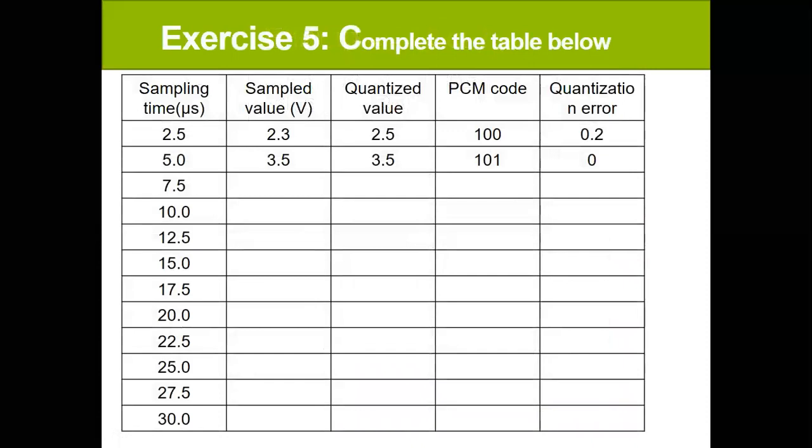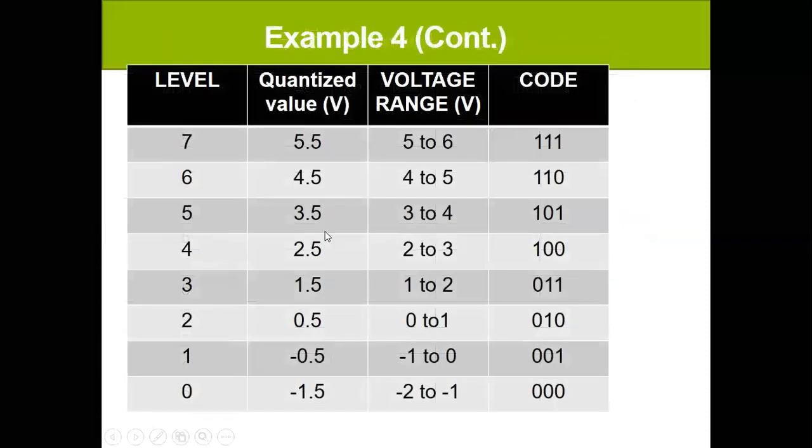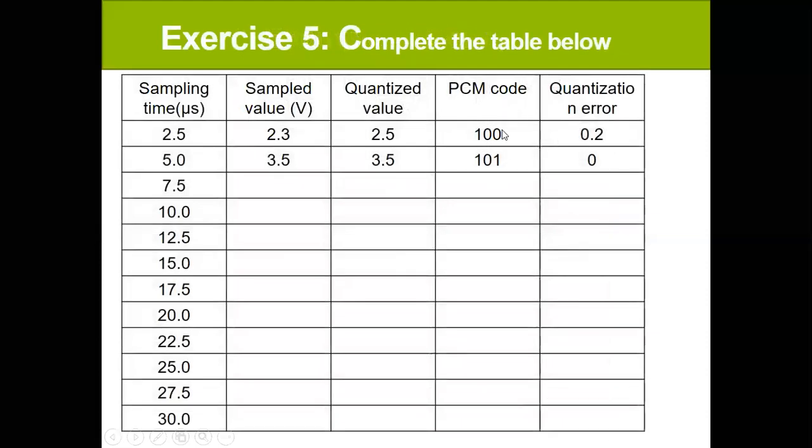So this one has quantized value 2.5, and this one has quantized value 3.5. This one is level 5, so the code is 1, 0, 1. The quantized value and the sample value are the same, so there is no error. Error is 0. Whereas for this sample value 2.3, the quantized value is 2.5, so the absolute error is this one minus this one, and then we take the modulus. So 0.2. And for this one, the quantization level is 4. 4 means 100. This is the encoded value.